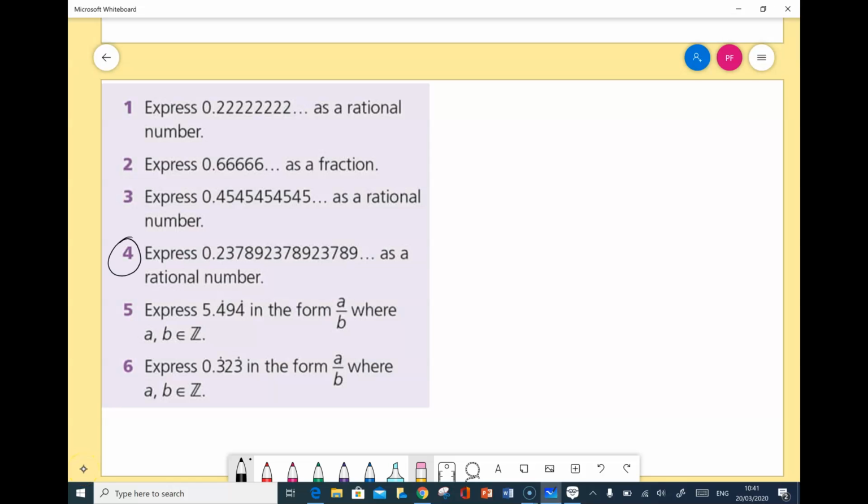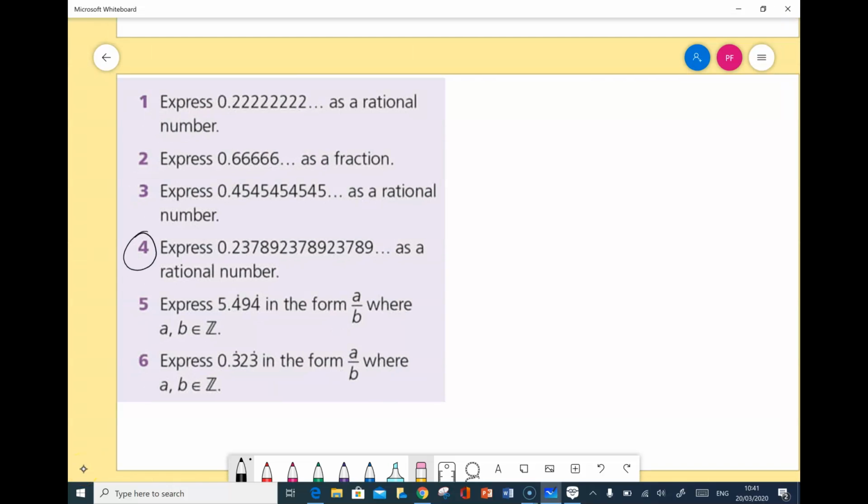Okay, we're looking at question 4 of recurring decimals. So we've got 0.23789, and how would I write that formally? That would be 0.23789, and then it starts to repeat. So we put where the pattern starts and where the pattern ends. That's how you'd write it formally, but we don't need to do that.